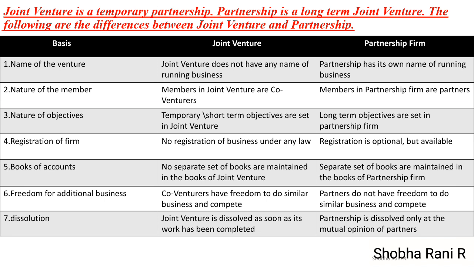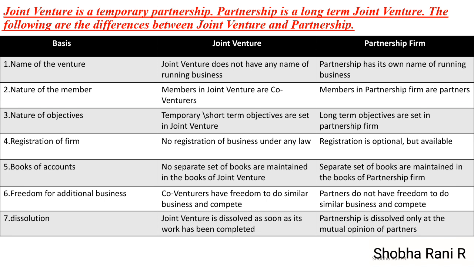The following are the differences between joint venture and partnership. Joint venture does not have any name of running business. Partnership firm has its own name of running business. Members in joint venture are co-venturers. Members in partnership firm are partners. Temporary or short-term objectives are set in joint venture, whereas long-term objectives are set in partnership firm. No registration of business under any law, whereas registration is optional but available in case of partnership form. No separate set of books are maintained in joint venture, whereas a separate set of books are maintained in partnership form.